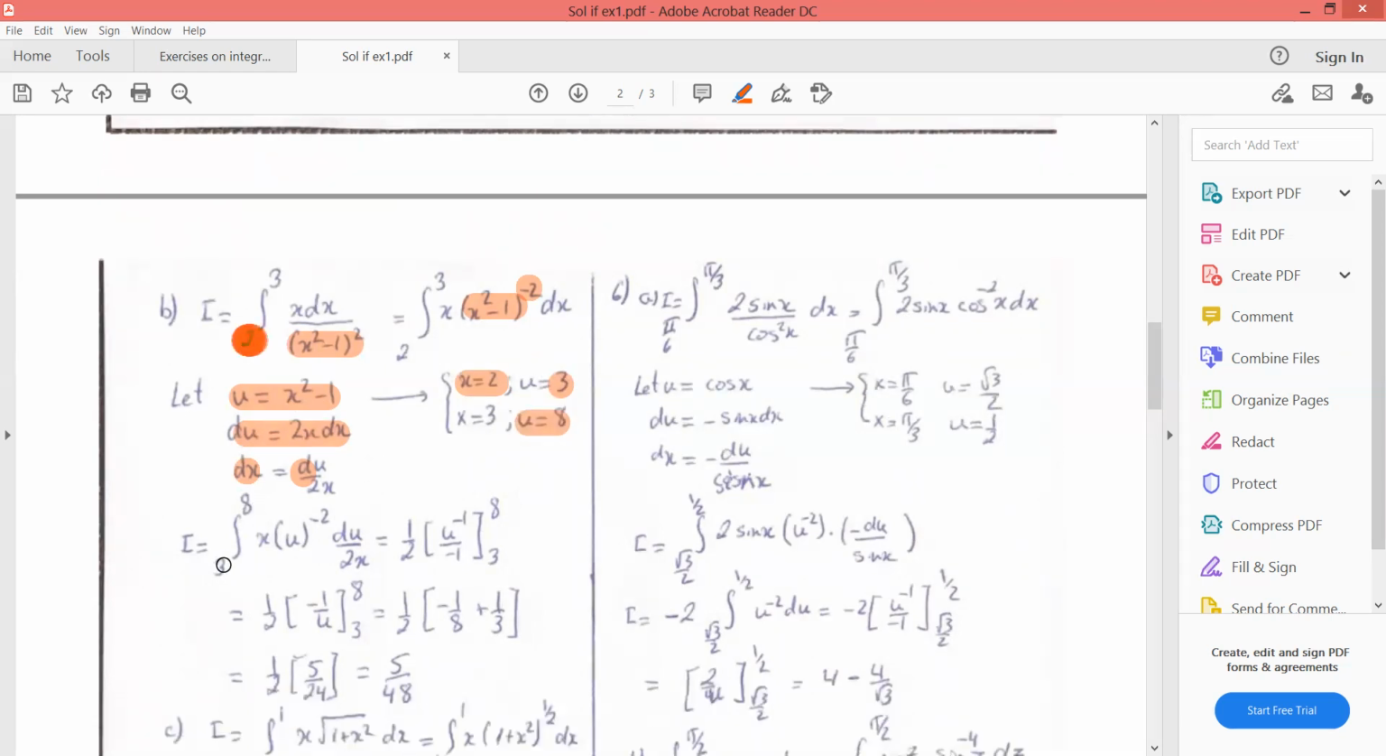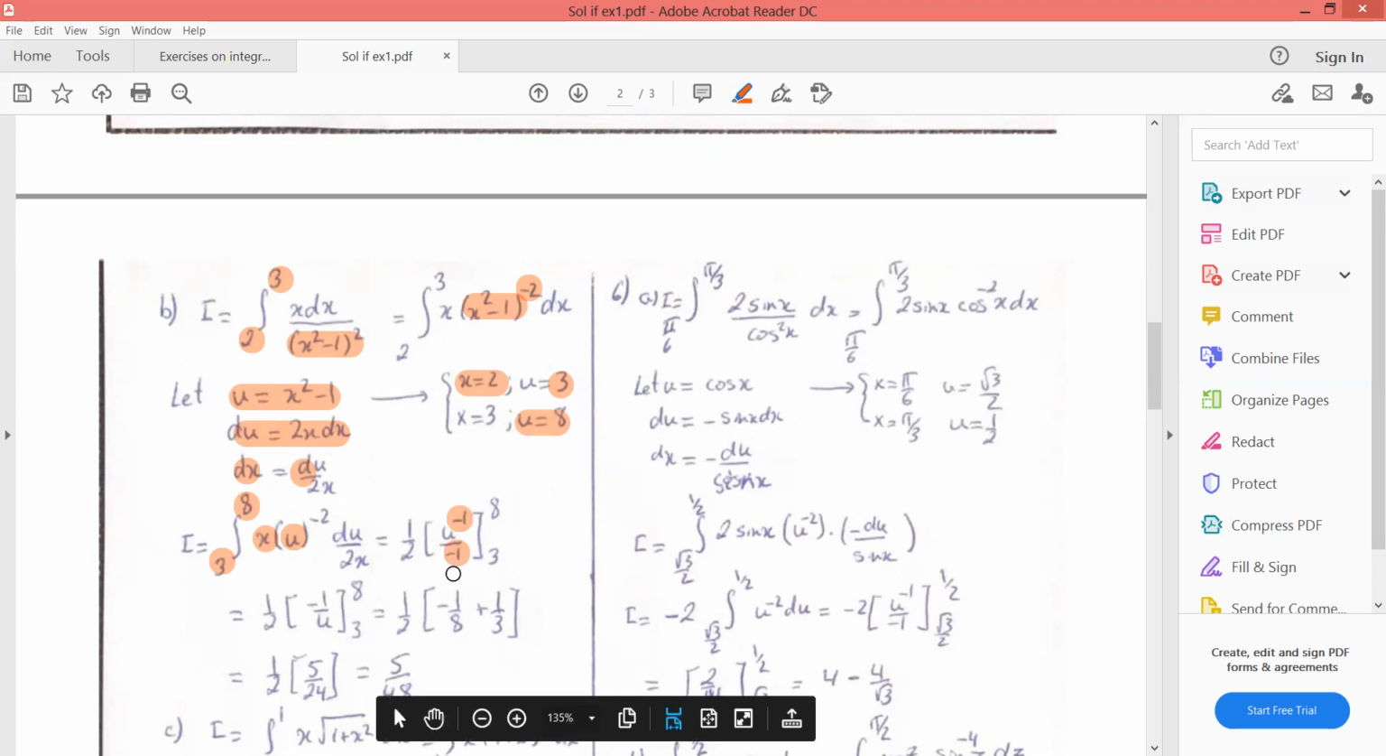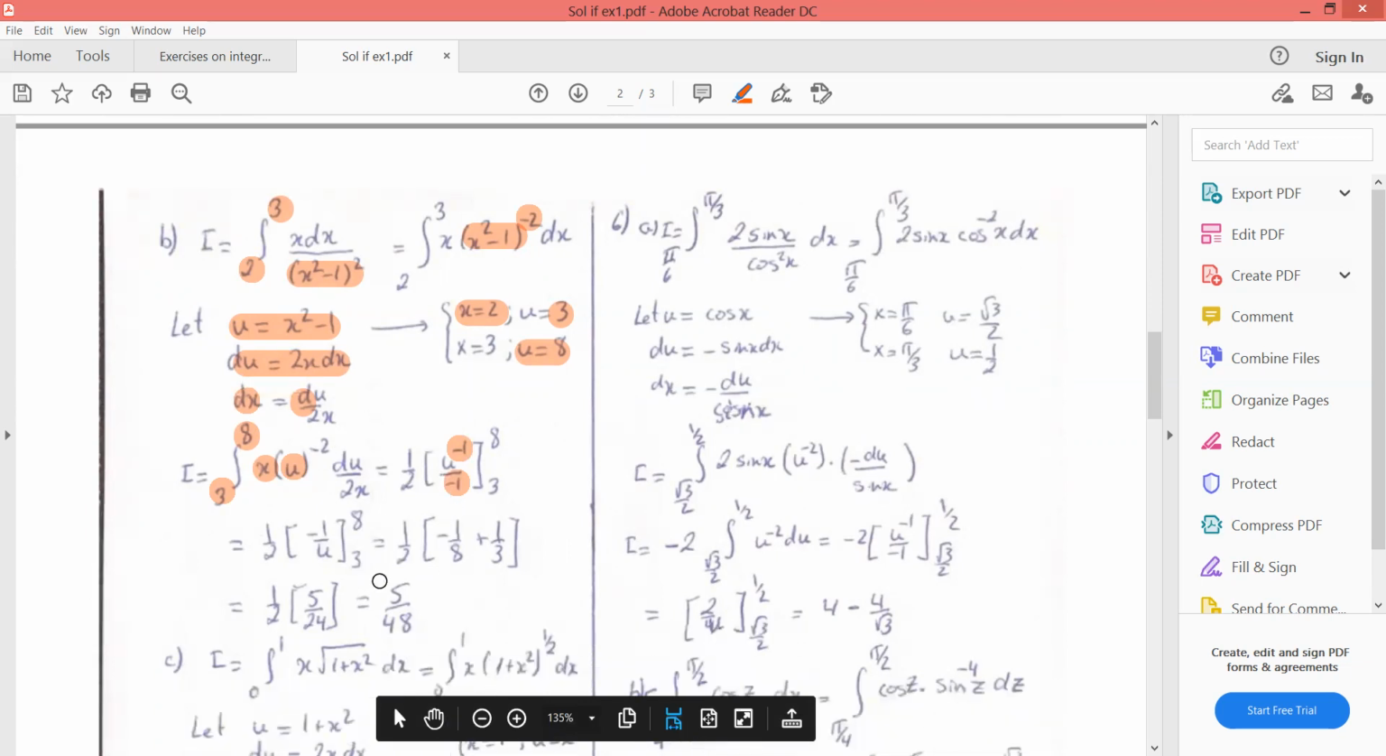So this 2 became 3 and this 3 became 8. x we leave it x. u power minus 2 du over 2x. x and x cancel, leaving 1 over 2. u power minus 2, if we add the power by 1, becomes u power minus 1 over minus 1. Then we get minus 1 over u between 3 and 8. f of b minus f of a, and we get the result.